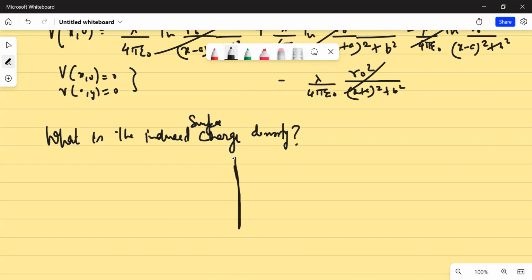So let's say this is my plane. This is along the x-axis, and this is along the y-axis. So the electric field normal component would be along y for one plane, and along x for the other. Is that clear? So for this plane and this plane, I need to find my induced surface charge density.